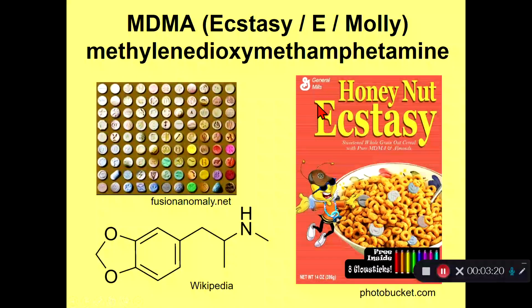Here's a whimsical cereal called Honey Nut Ecstasy, sweetened whole grain oat cereal with pure MDMA and almonds. Each box comes with a free glow stick. And the little bee who advertises it is wearing his pacifier. So how does this work? How does a simple molecule make us feel ecstatic?